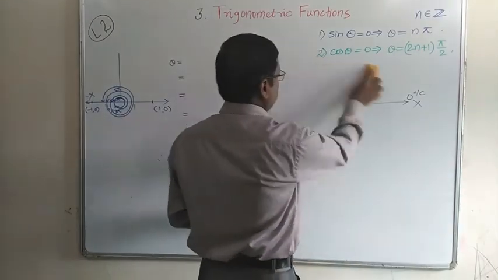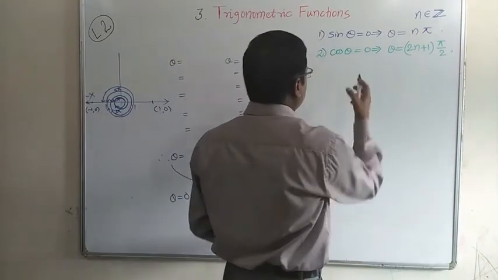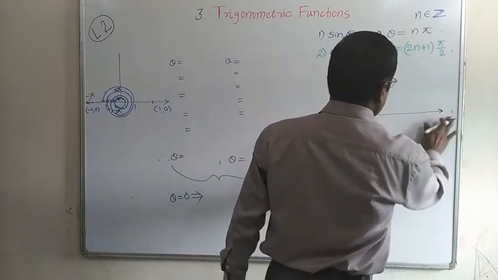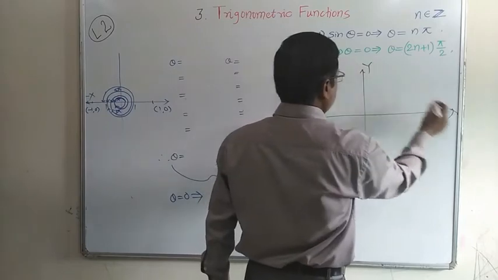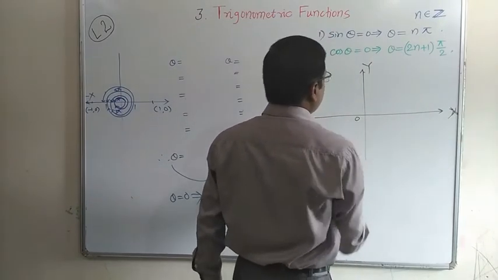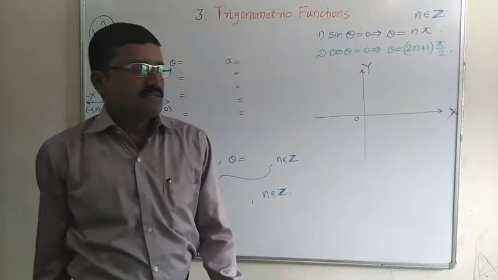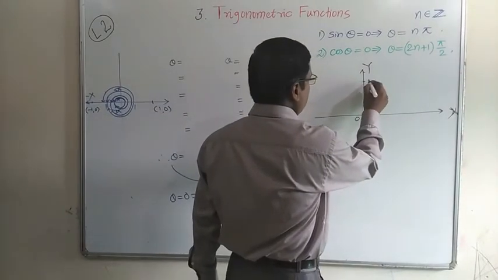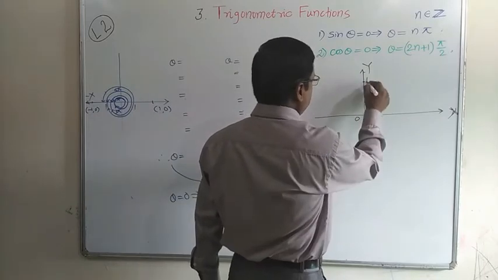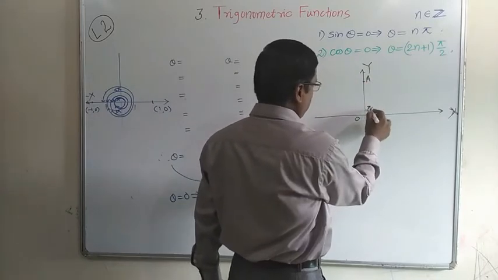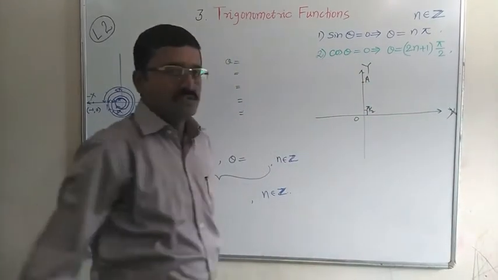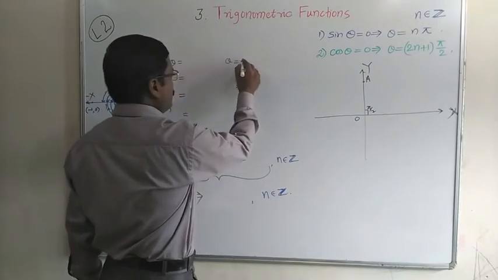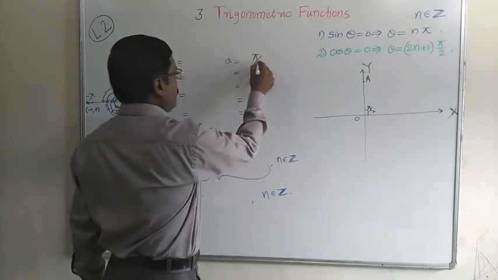Here we will consider the figure for cos theta. We know that when cos angle is 0, here when theta is equal to pi by 2, if the point is here, then for this angle pi by 2, cos pi by 2 is equal to 0. So whenever theta is equal to pi by 2, we get cos theta equal to 0.